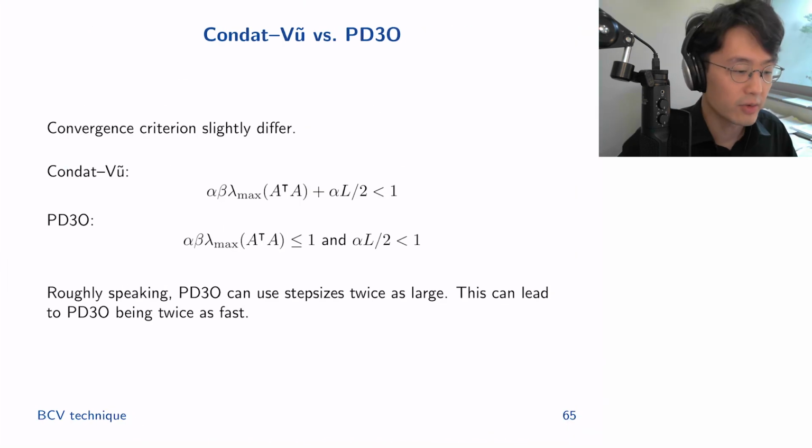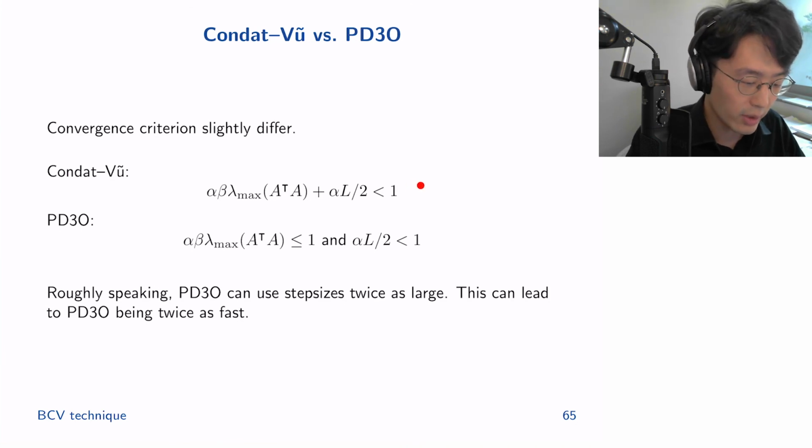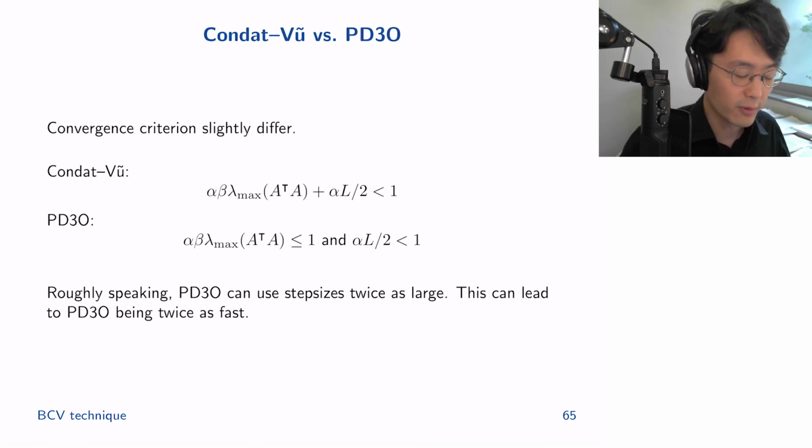The convergence criteria of the two methods slightly differ. For Condat-Vu, it is this criterion, whereas in PD3O, it is this criterion. If we compare the two, Condat-Vu has these two quantities added being less than 1, whereas in PD3O, the quantities individually are required to be less than 1. So PD3O has the more relaxed, the more generous, and therefore better step size requirement.